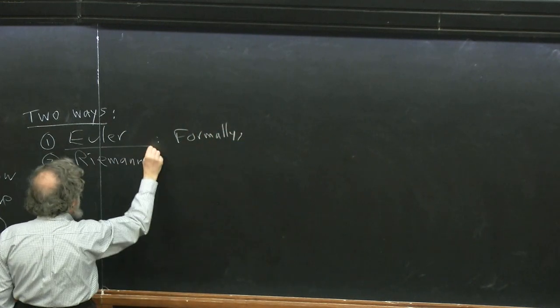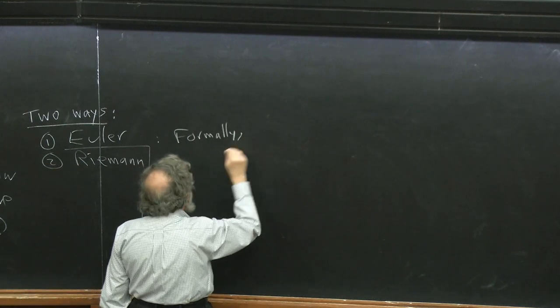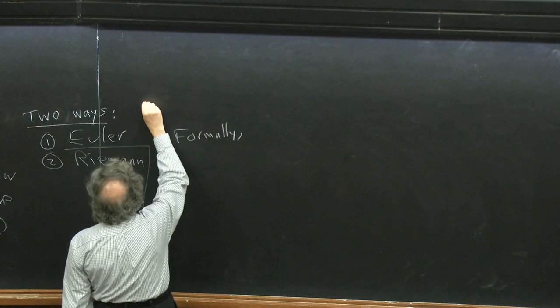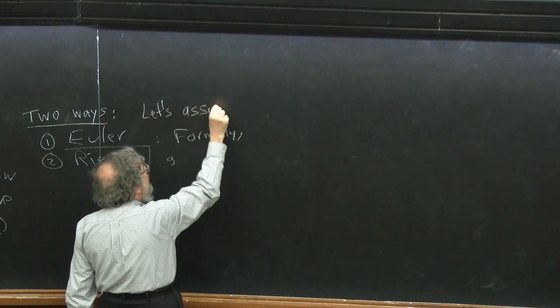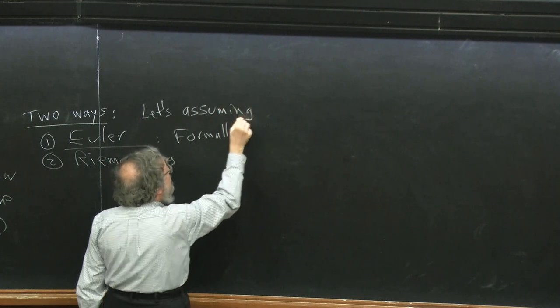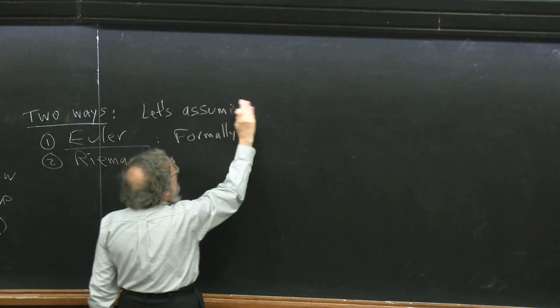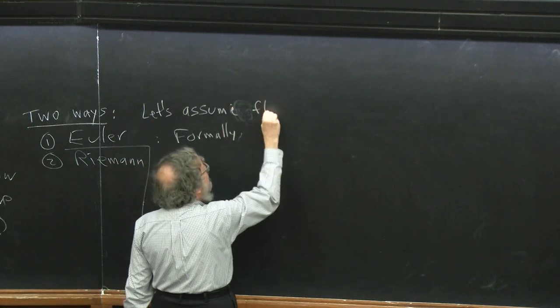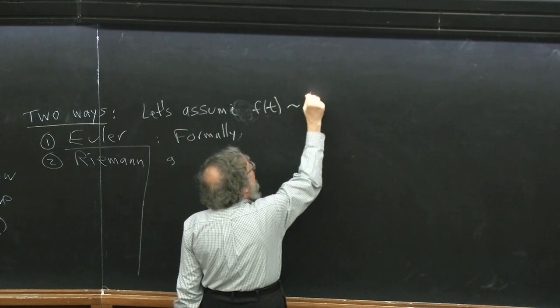So I'll make a box so that I can come to this later. Formally, we have g of t. So let's assume, well, I haven't yet said what I'm assuming. And the answer is I'm going to assume many different types of things. There's just quite a bit of freedom. But let's assume first that f of t simply has a power series expansion at the origin.